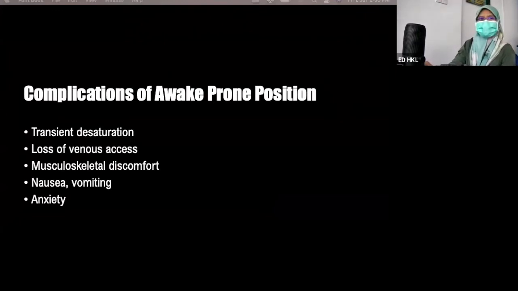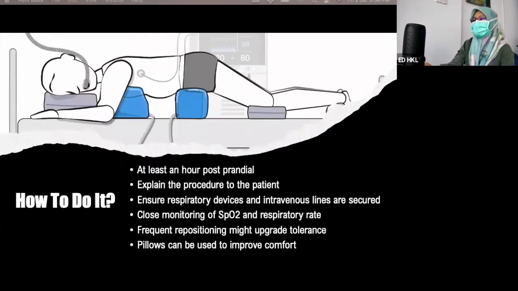Complications, not much. There is nothing life threatening. Maybe you will have some transient desaturation, loss of IV access and so on. With these non-life threatening complications, just do it. Put the patient on hypoxic cannula, and at least wait until 1 hour post meal. Ask the patient to prone. Ideally we support the chest, pelvis and also knees, but if you have less equipment or resources, you can give pillows to the patient who is already prone.